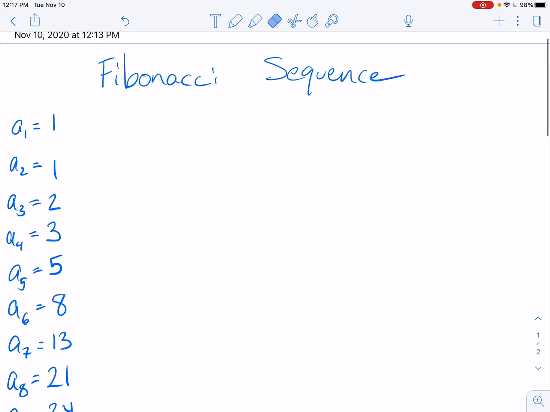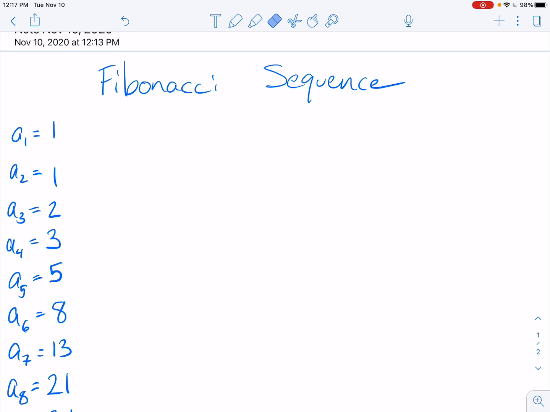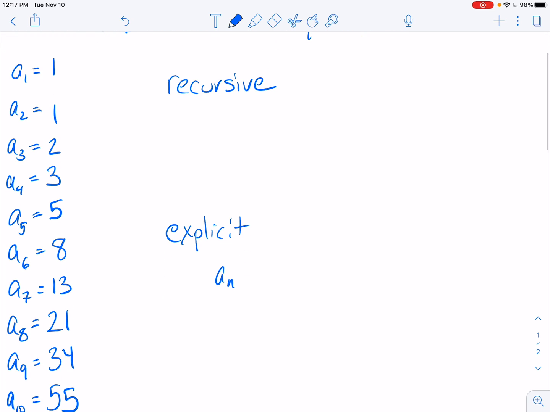So if you try and write this one, remember how we talked about how you can have a recursive formula, or you could have an explicit formula? The explicit formula looks something like some equation where you can easily find the nth term.